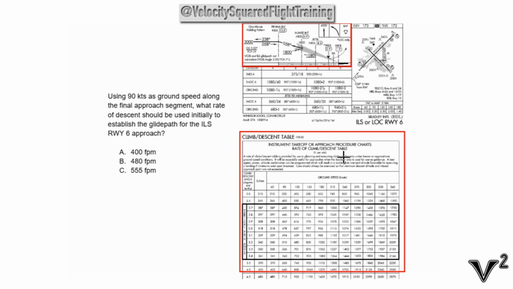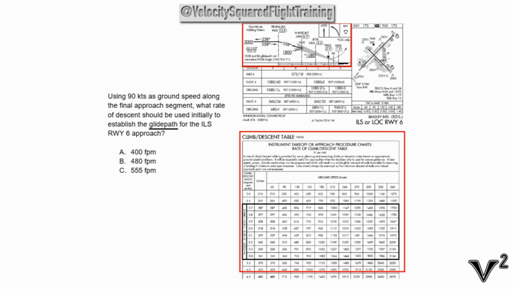Like, oh, we probably need this table, okay? First off, we're going to talk about this. So this is the profile view. The thing in here that's really important, it says using 90 knots as ground speed along the final approach segment, okay, what rate of descent should be initially to establish the glide path? The key word here is going to be glide path.